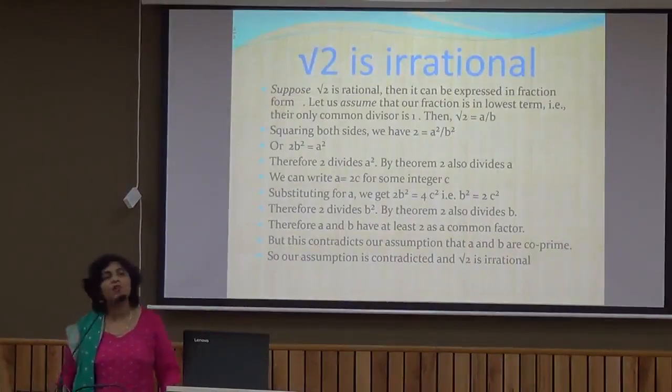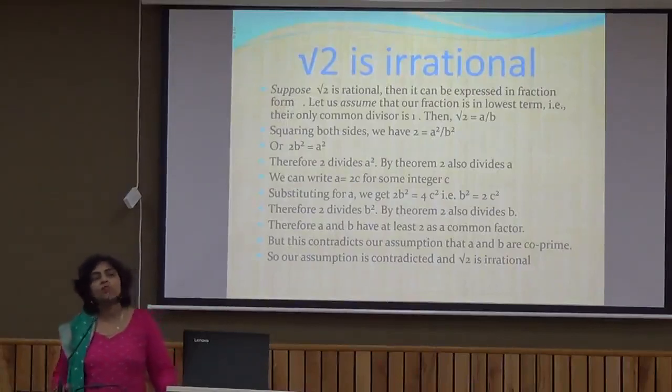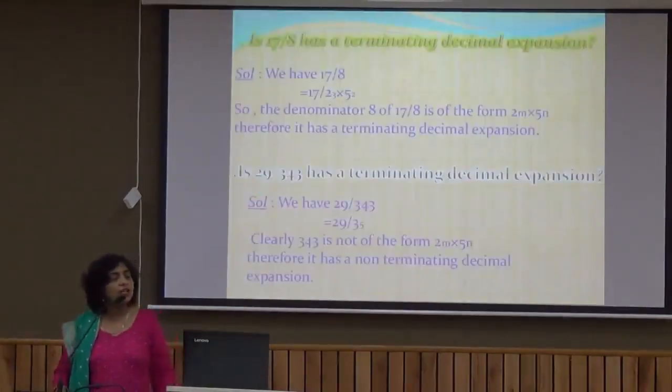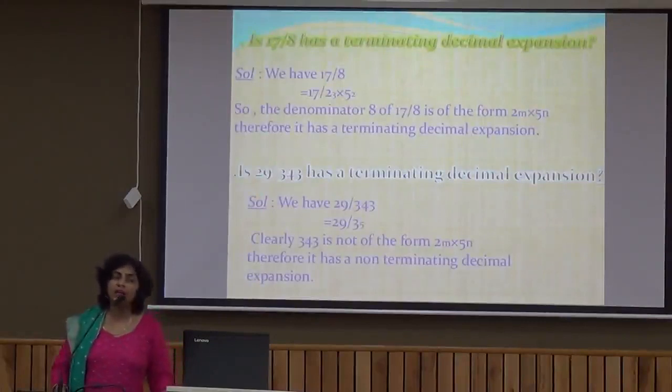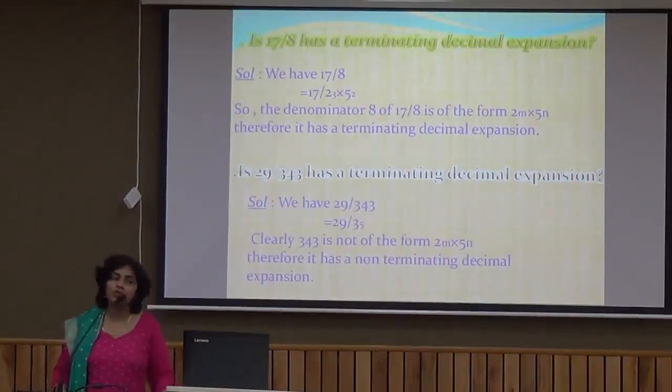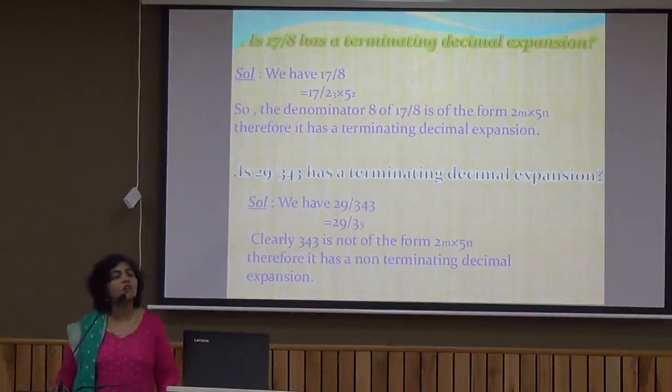Following these steps, we can always prove that the square root of any prime number is irrational. Now let's move to terminating and non-terminating decimal expansions. Any rational number whose denominator is of the form 2 raised to power m and 5 raised to power n is always terminating. But if there occurs any other factor besides 2 and 5, then the decimal expansion of the rational number is a non-terminating recurring decimal expansion.